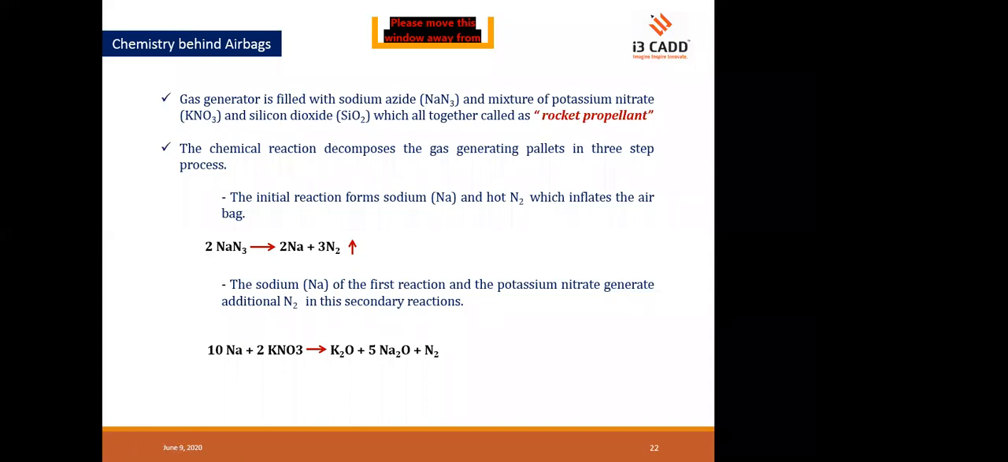Our goal is achieved here, but we should not end the chemical reaction here. Why? Because the other product obtained during the first reaction, nothing but sodium, is highly reactive and potentially explosive. So we have to convert this toxic, potentially explosive sodium into a harmless substance. That's why you have another chemical, potassium nitrate and silicon dioxide.